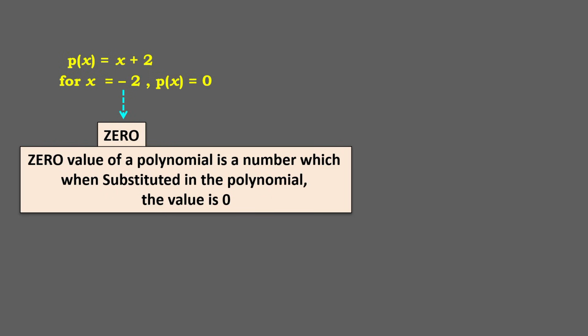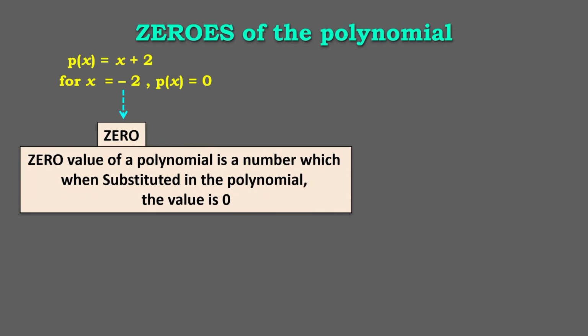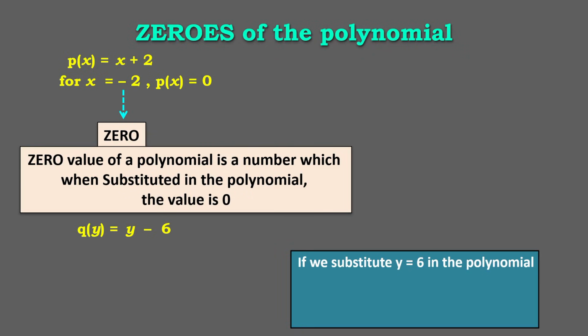Now look at another example. Let q of y be y minus 6. If we substitute 6 in place of y, the expression becomes 6 minus 6, which equals 0. Therefore, 6 is the zero of the polynomial q of y.